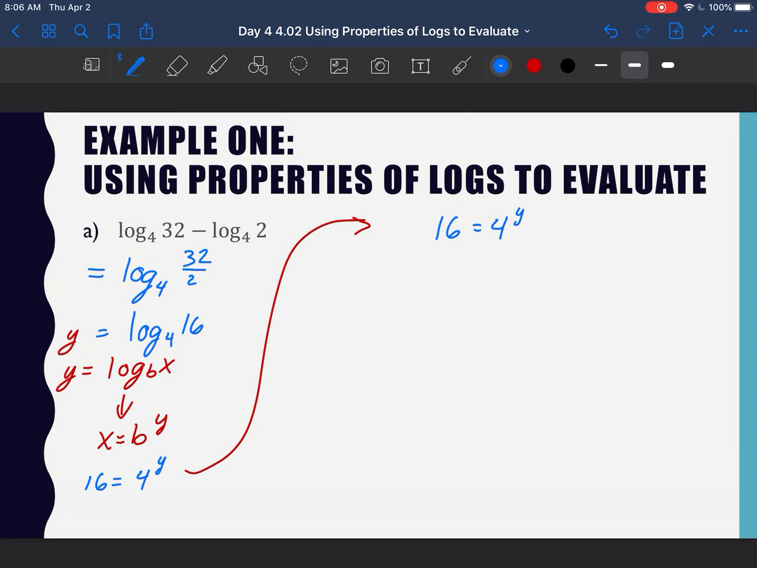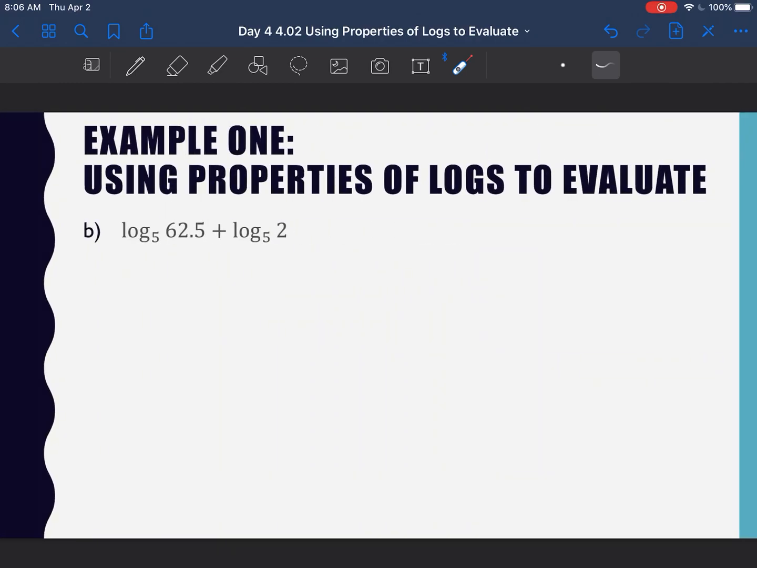So the 16, you're going to change it so that it matches the 4. So 16 is 4 squared. You can leave the 4 to the y. That way these will cancel, and so your answer is just 2. So as you can see, we used the properties of logs to condense those into a single logarithm, and then we did the evaluating to solve that log that we had left. So that was an easy one.